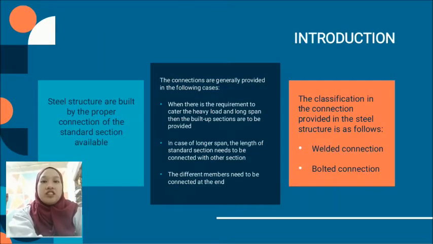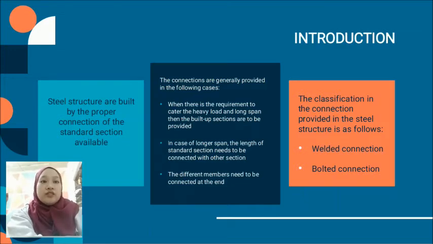Introduction. Steel structures are built by a proper connection of the standard sections available. The connections are an essential part of the steel framework. Connections are generally provided in the following cases. When there are heavy loads and long spans, build-up sections are to be provided. In case of long span, the length of the standard section needs to be connected with another section. Different members need to be connected at the end, for example, a secondary beam to the primary beam, column and footing.